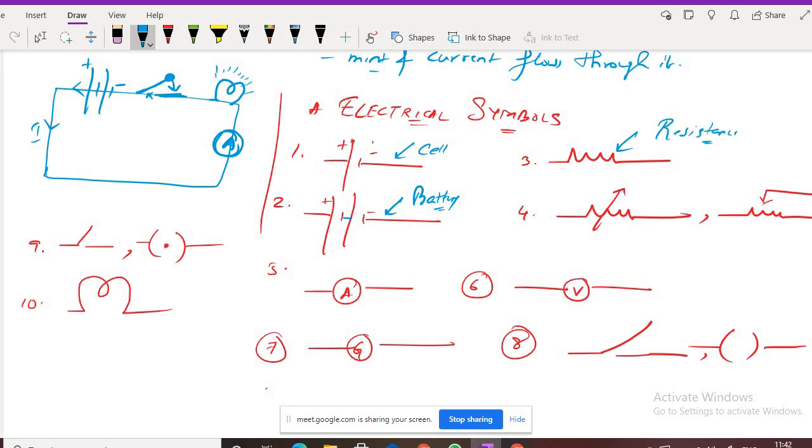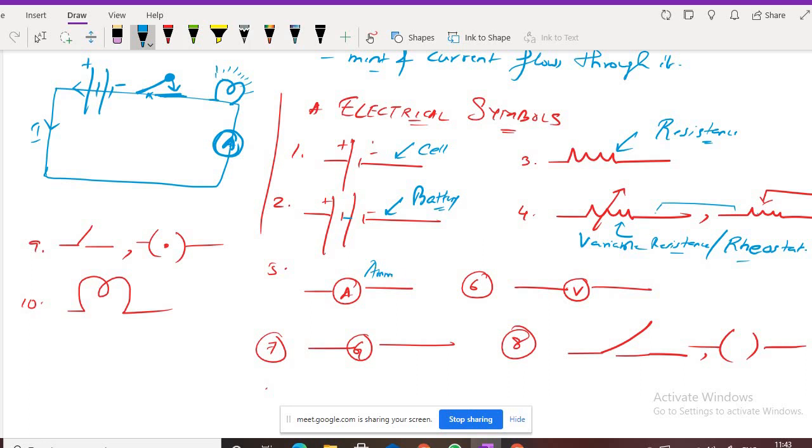This is the symbol of variable resistance, or it is called a rheostat. Sir, why have you drawn two things? Yes, both are the symbols of variable resistance and rheostat. Both are the same thing, and their symbols can be drawn like this. Understood? Next, this one I have told you right now.